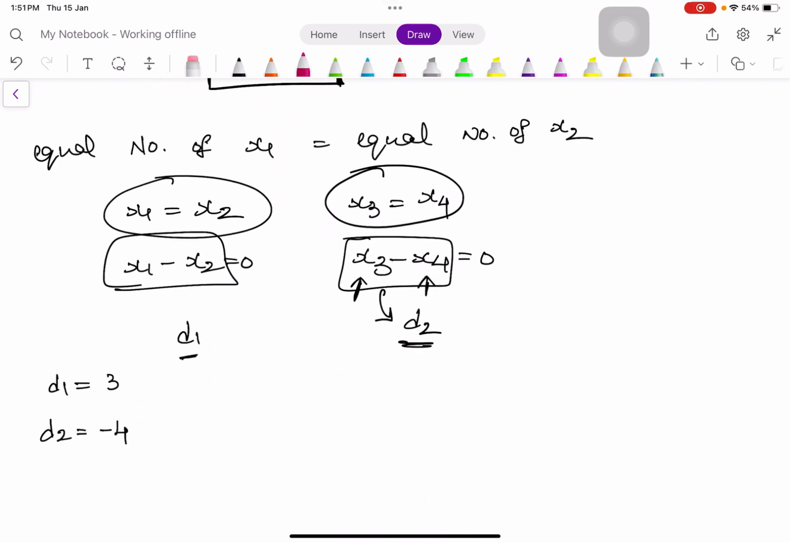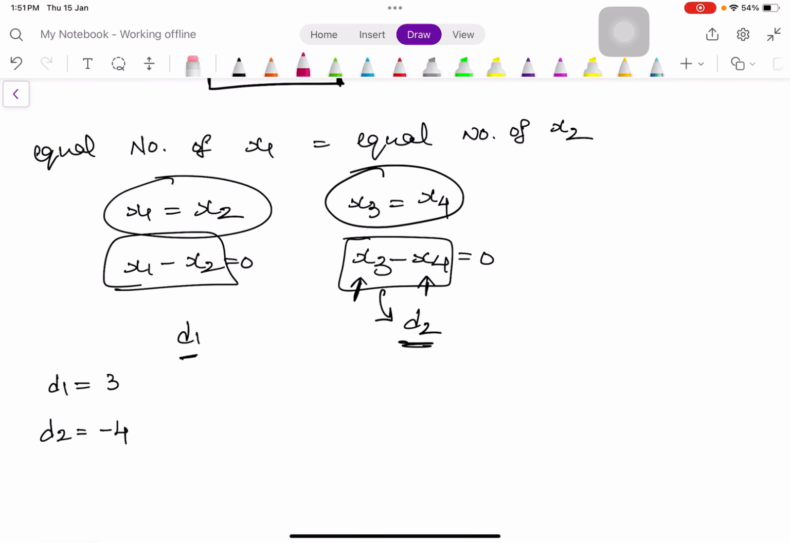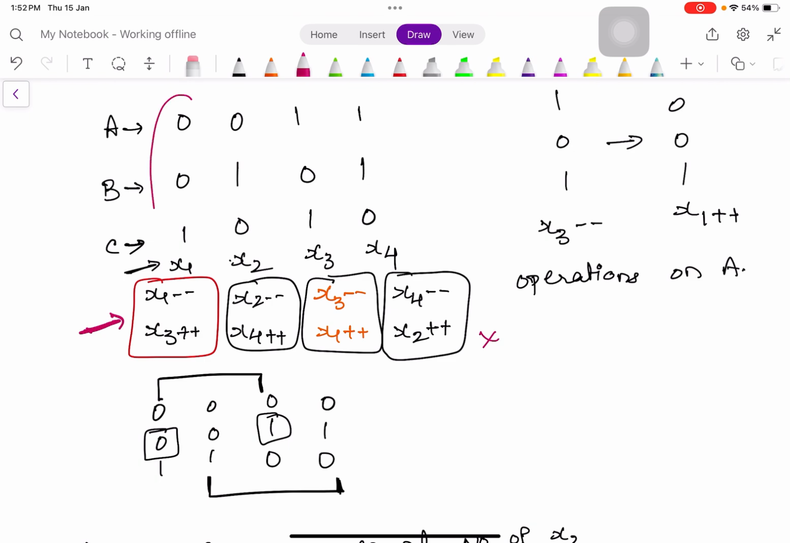So x1 minus x2 is leading to d1 and x3 minus x4 is leading to d2, right? Here we want d1 to become 0 and d2 to become 0, right? In order to do that, let's try by reducing x1, right? And when I reduce x1, automatically x3 will increase, right? So which operation are we performing? We are performing this operation, where we are reducing x1 and we are increasing x3, right?